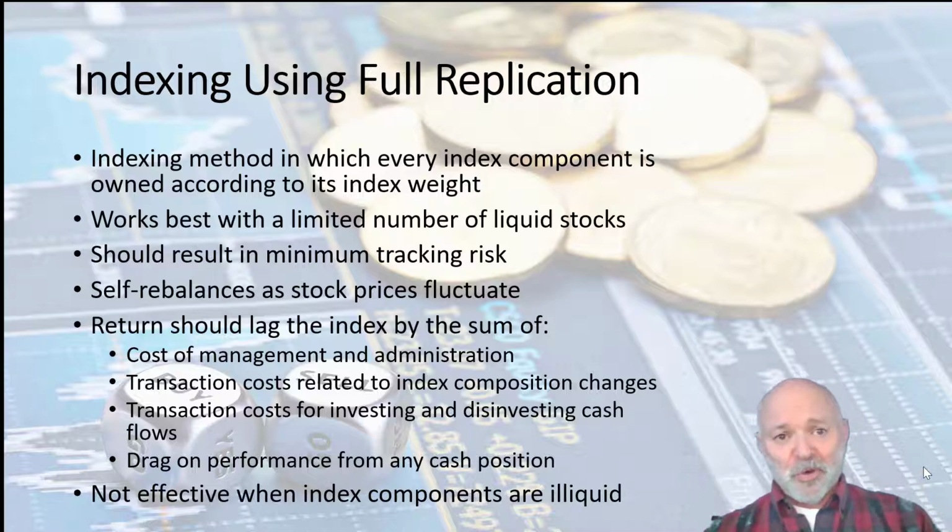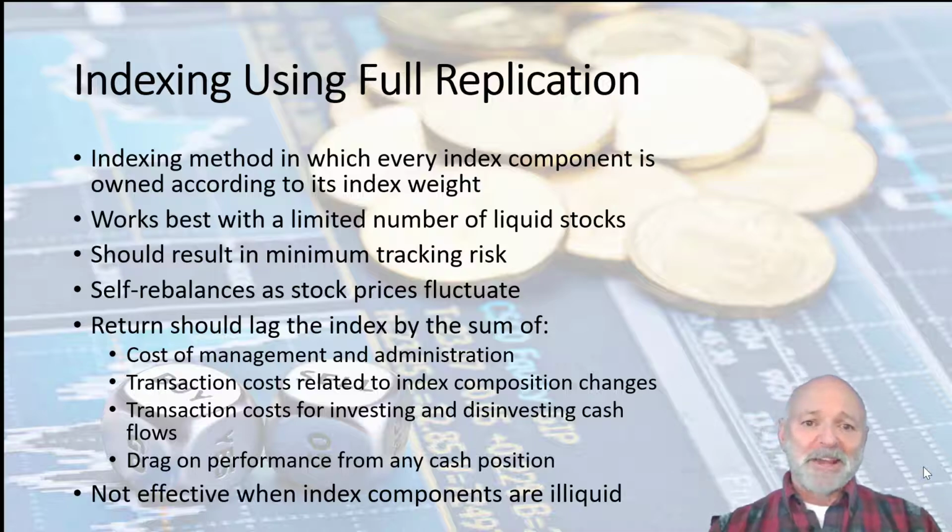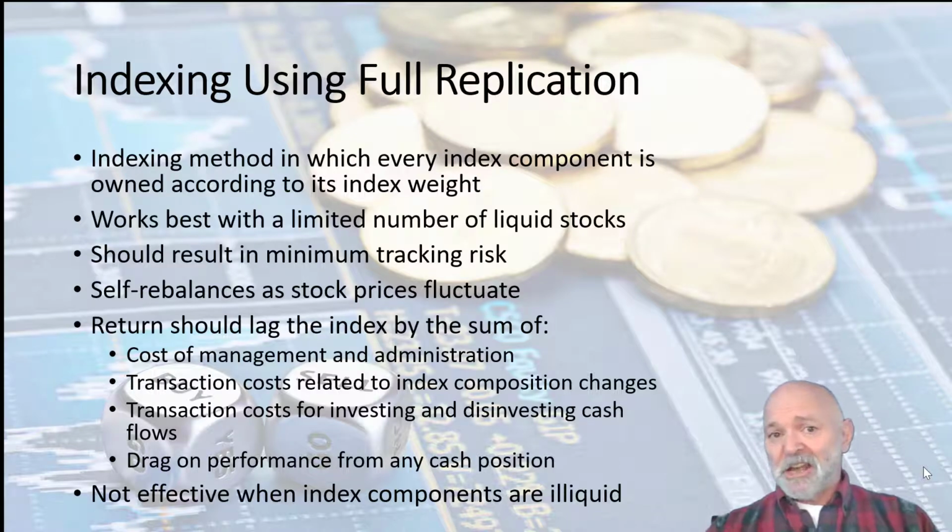Now, a few more words about tracking an index. The most thorough way to track an index is to be the index and essentially buy all of the stuff that's in the index. Essentially, every index component would have to be owned according to its index weight. And you can see how awkward that would be. If you had an index with 500 stocks, you'd have to buy a little bit of each stock. And some stocks have very high prices, so it'd be very hard to find perfect replication.